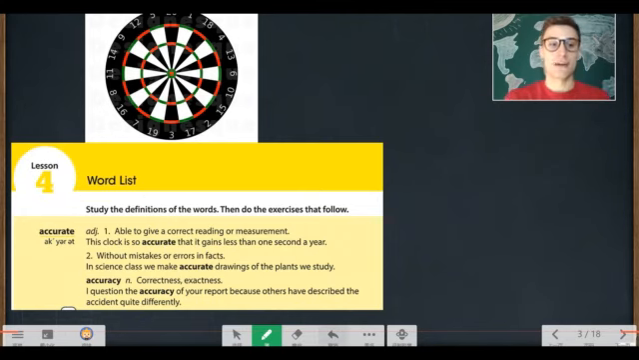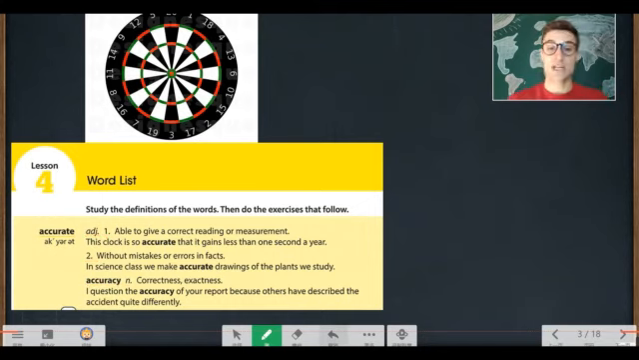The first word is accurate. This helps you to spell it out. Accurate. Accurate has 2 adjective meanings. We can see it there. Adjective 1, adjective 2, and 1 noun meaning in a different form.